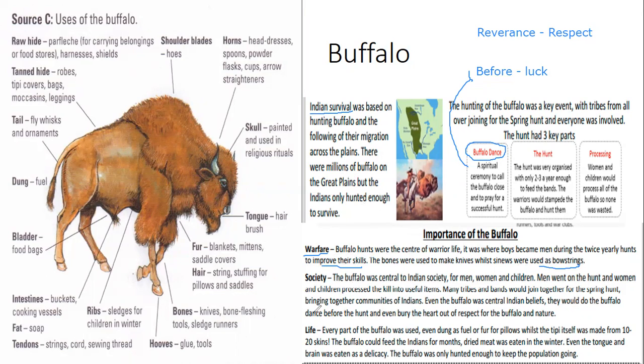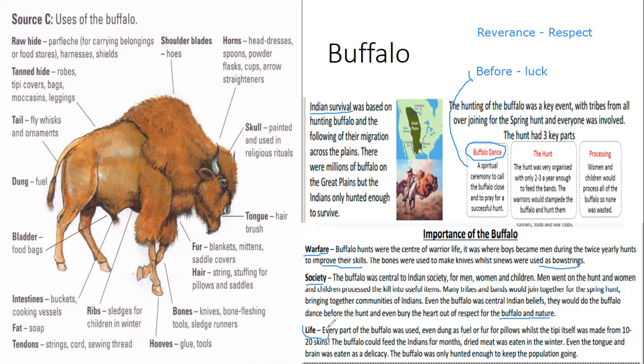The buffalo was also important to everyday society, for men, women, and children. Men went on the hunt and women and children processed the buffalo. Many tribes and bands would join together for the spring hunt, bringing together communities of Native Americans. Even the buffalo was central to the Indian beliefs. They would do the buffalo dance before the hunt and bury the heart out of respect for the buffalo and nature, which we'll talk about in a later slide.